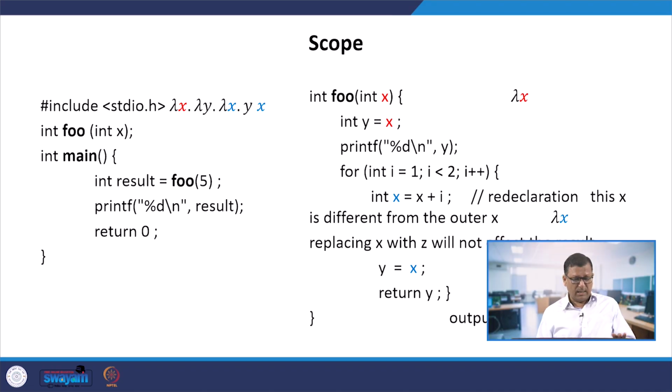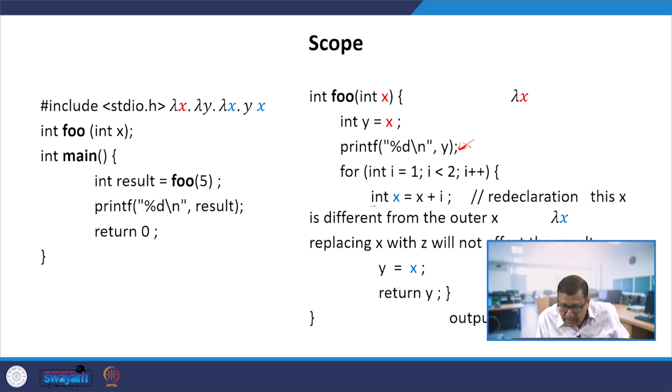So consider the C program. Let us see this function, int foo, int x. This x here is a parameter to this function. So we say y is assigned the value x. Here we are printing y. So the y that will be printed will be this value of x. We know this. Now here we have a for loop, and here i is equal to 1, less than 2. That means the for loop will go only once.